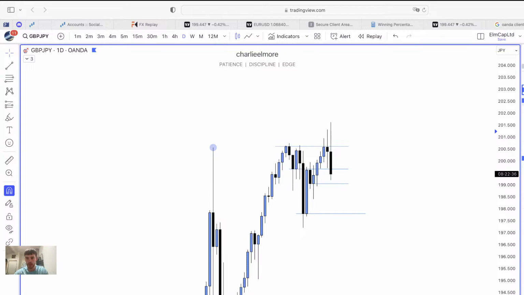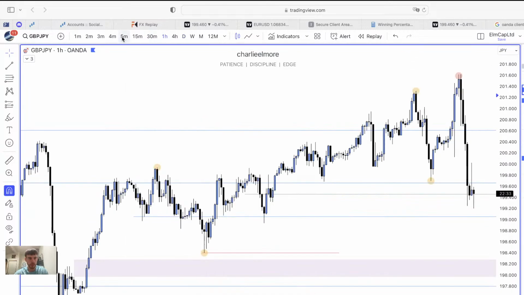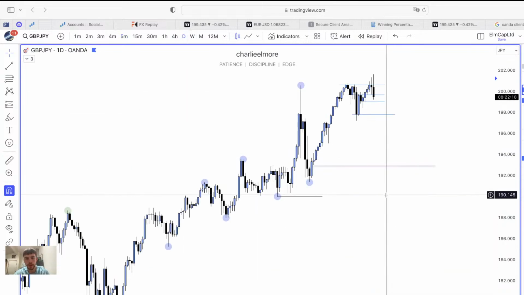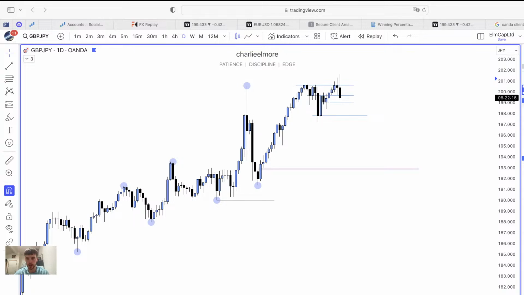Okay, let's just go into the hourly for a moment. Just need to double check something. Okay, cool. Just had to modify something there. Yes, that's pretty much it for GJ. Let's look at GU.